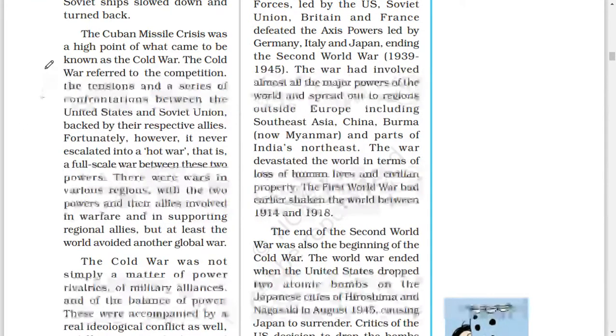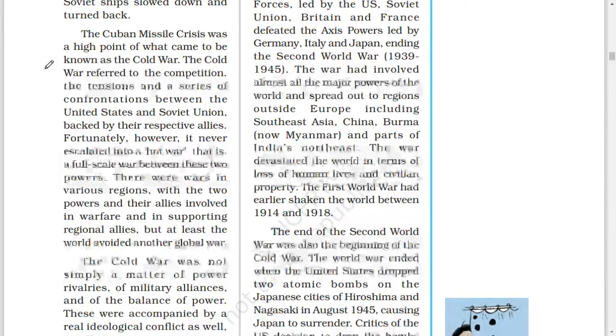The Cuban Missile Crisis was a high point of what came to be known as the Cold War. The Cold War referred to the competition, the tensions, and a series of confrontations between the United States and Soviet Union, backed by their respective allies. Fortunately, however, it never escalated into a hot war, that is, a full-scale war between these two powers.